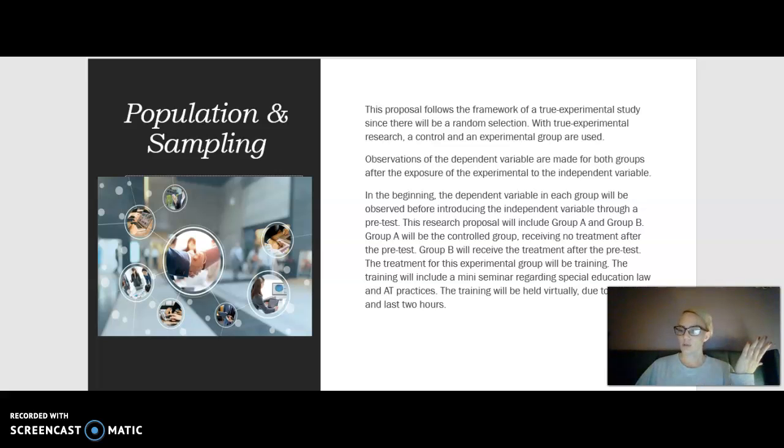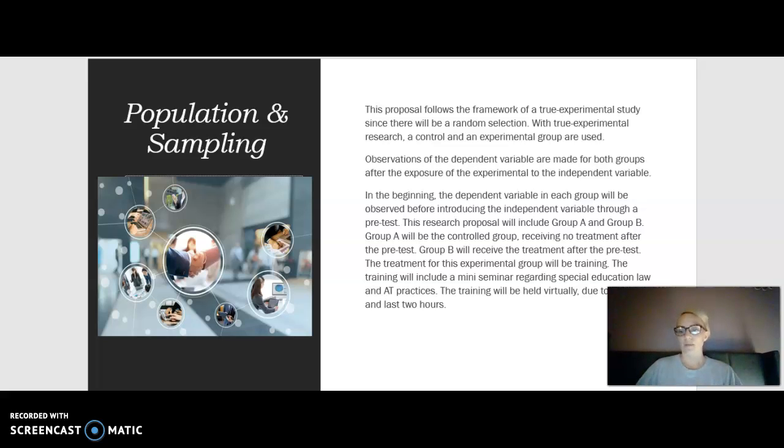Group A does not receive the treatment. All they receive is a pretest and a post-test. Group B receives the treatment, which is the training. The training is on special education laws, policies, and procedures, and they also receive a pretest and a post-test at the end along with Group A. Then the data is analyzed.